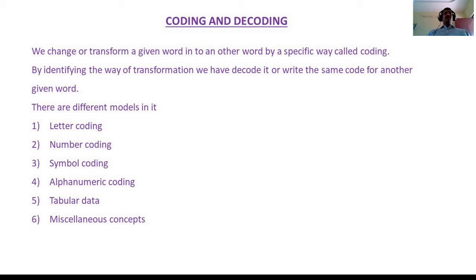There are different modules in this, like letter coding, number coding, symbol coding, alphanumeric coding, tabular data, and miscellaneous concepts. In letter coding, we give an alternate letter to each letter in the given word. Coming to number coding, for each letter in the word, we give a specific number in a certain way, so that we call number coding. And for each letter in the word, we give a respective symbol, that we call symbol coding. Like this, we are going to do all these 6 modules in this, right?